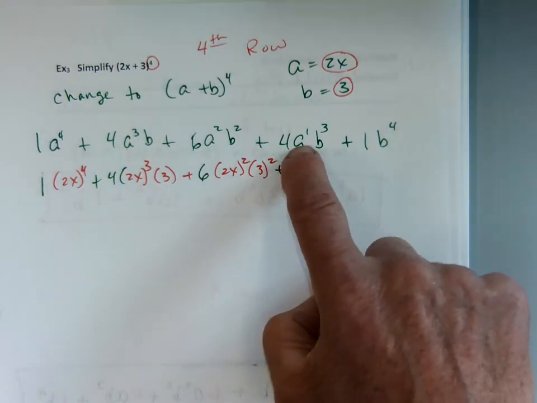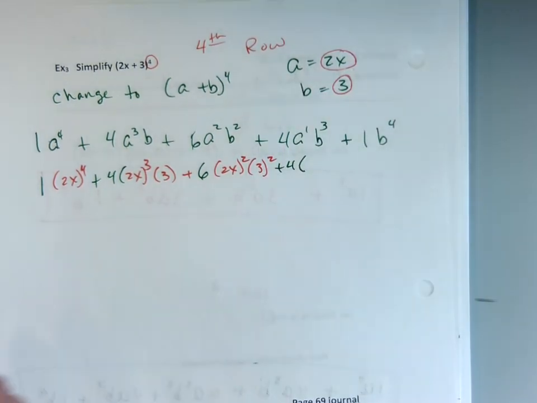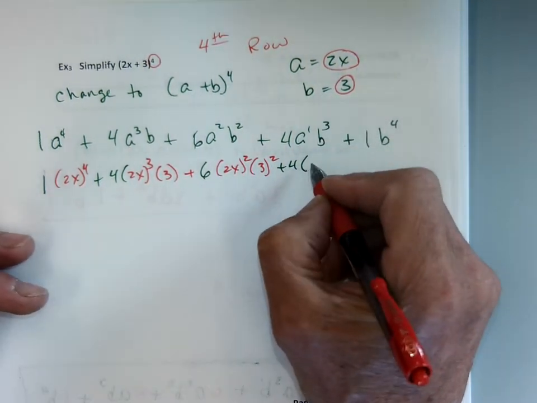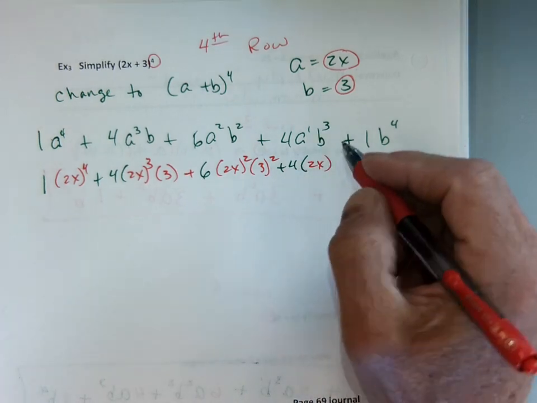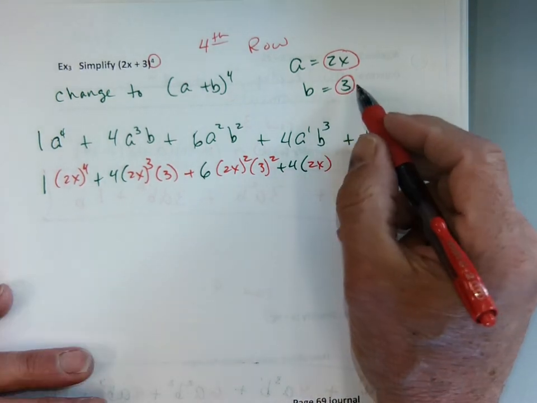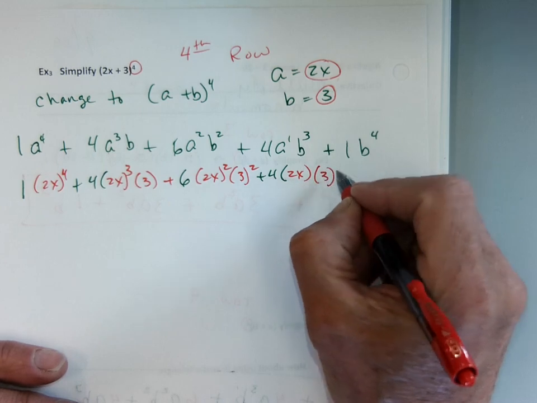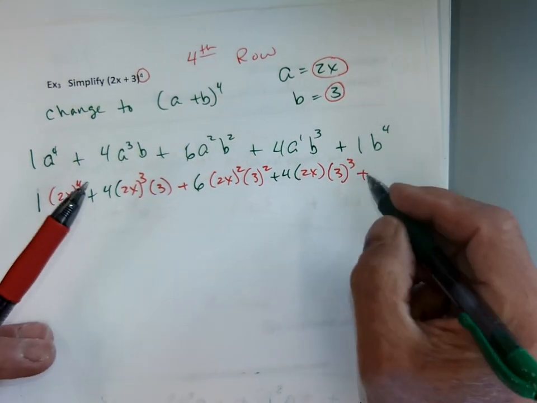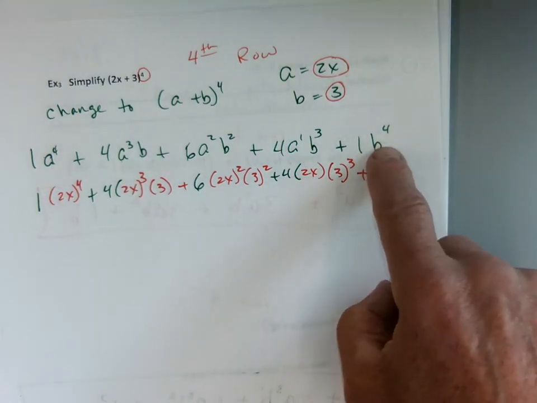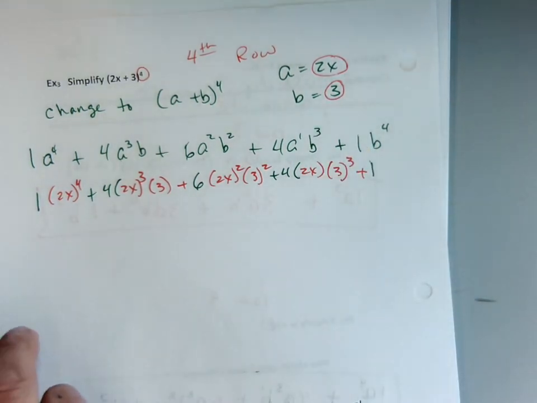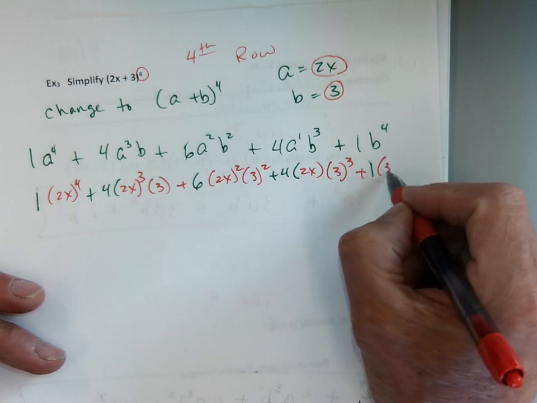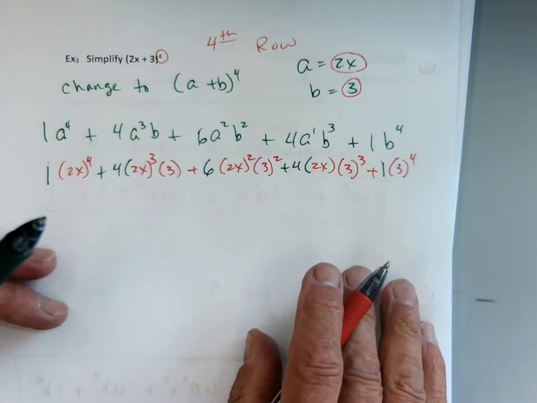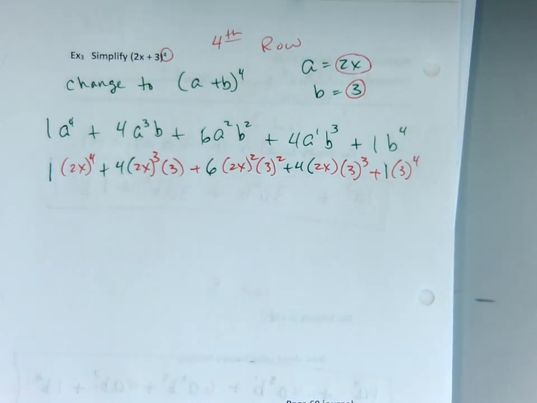And instead of writing A, let's write what A is equal to, which is 2x, and instead of writing B, let's write what B is equal to, which is 3. Plus 1, and instead of writing B, we're going to write what B is equal to, and that's the 3 to the 4th. Okay, so here's what I did. It looks bad, but it's much less than trying to multiply the whole thing out.